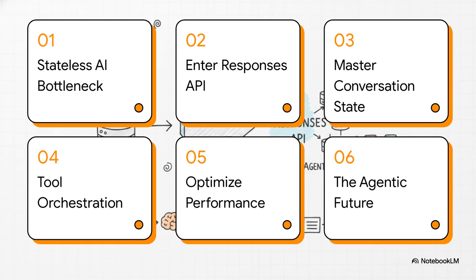Here's our roadmap for today. We'll start by breaking down the stateless bottleneck, introduce the Responses API, and then get into the weeds of mastering conversation state, advanced tool orchestration, and optimizing performance, before wrapping it all up with a look at the agentic future.